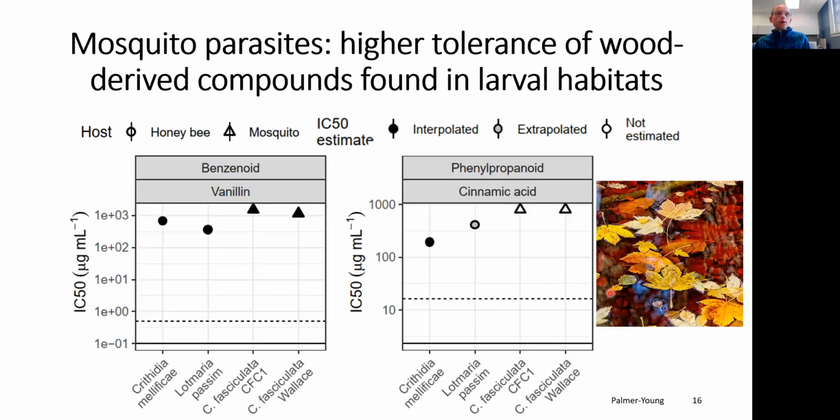The mosquito parasite, on the other hand, was more tolerant of 2 compounds associated with wood decomposition, the benzenoid vanillin and the phenylpropanoid cinnamic acid. Both of these compounds result from degradation of lignin, the main building block of woody plants, and can reach high concentrations in decaying woody debris-rich larval ponds, again suggesting a role for host diet-associated chemistry to shape the ecology and evolution of gut parasites.